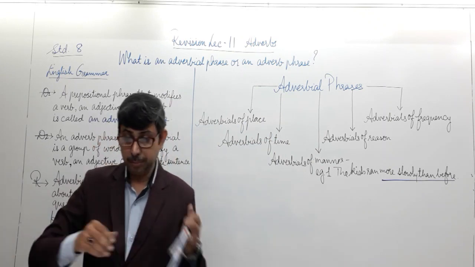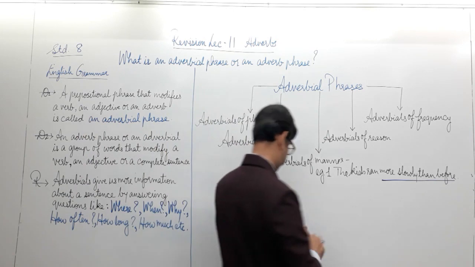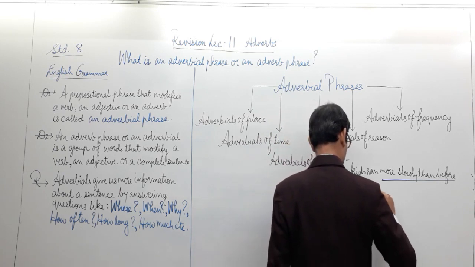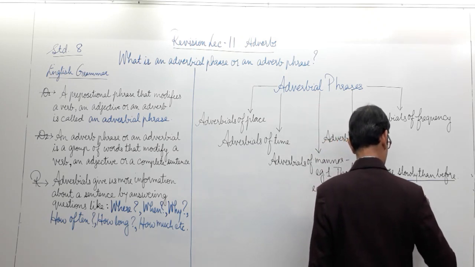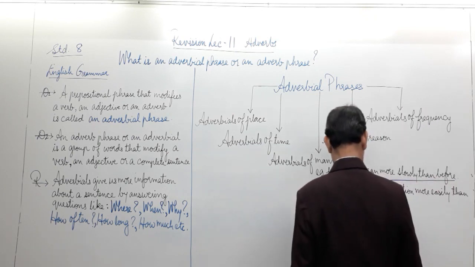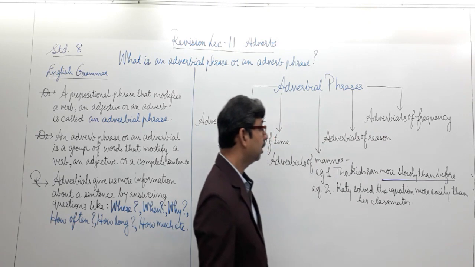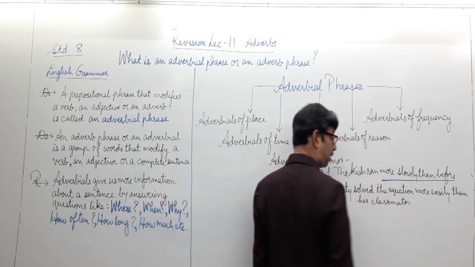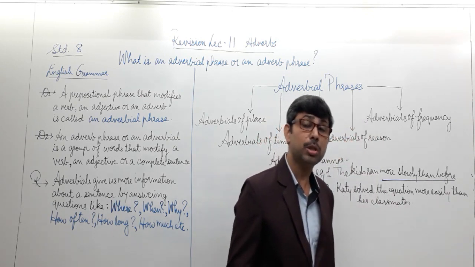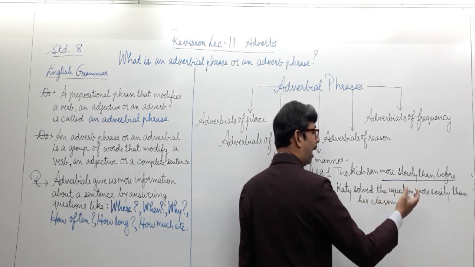Well, I hope this sentence is done. Two more sentences. Katie solved the equation more easily than her classmates. Well, in sentence 2, you will find the word easily, which is the adverb in the sentence, isn't it? You must be well versed with the adverb by now, so easily you will be able to identify it. So easily shows what? It shows the manner in which the equation was solved.